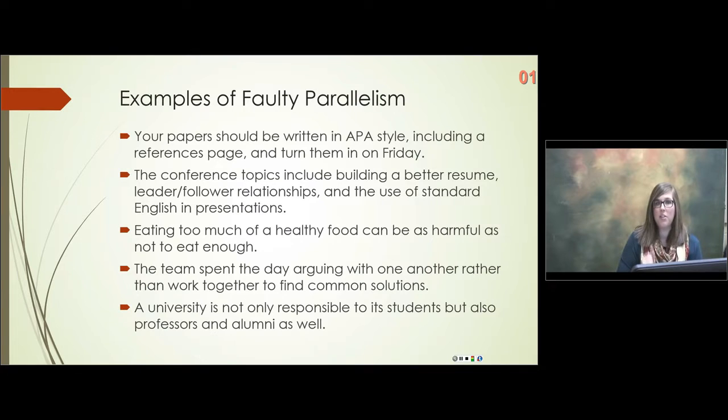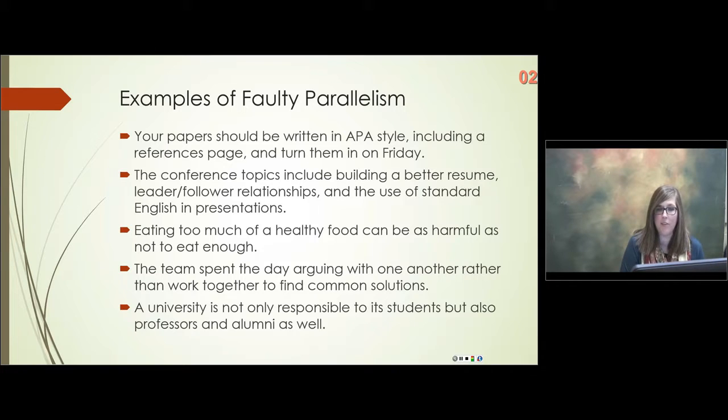So, let's look at some sentences before we get started on how to fix them. So the first one: your papers should be written in APA style, including a references page, and turn them in on Friday. Now, this might be fine verbalized, but we're going to see that in writing it's got some parallelism issues. The conference topics include building a better resume, leader-follower relationships, and the use of standard English in presentations. Again, these may sound like a list of topics, but they're not parallel.